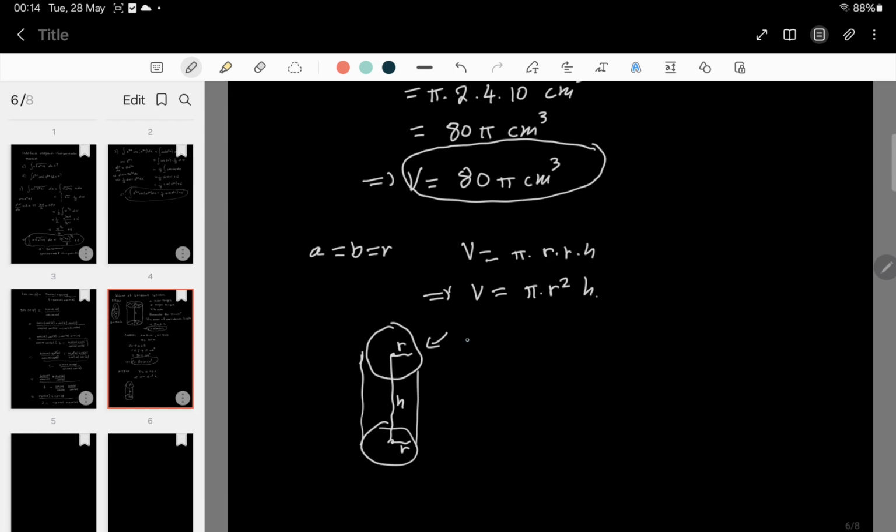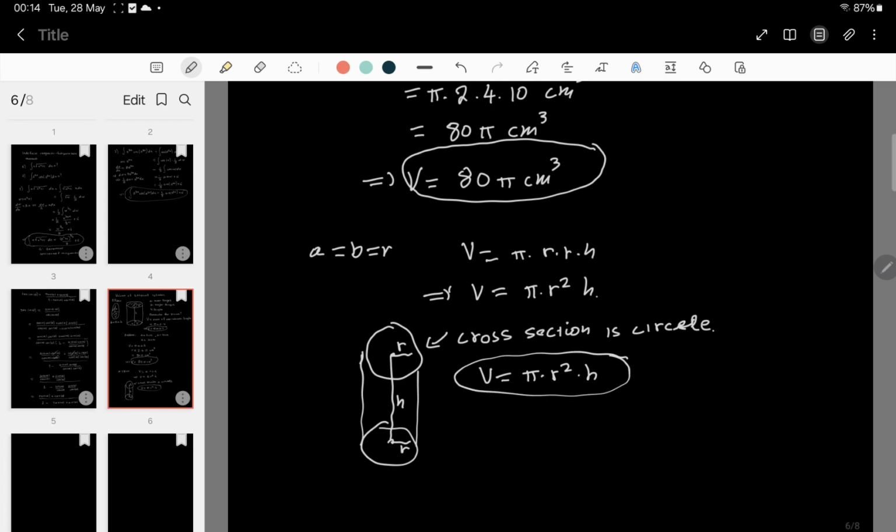Here the cross section is a circle. So the volume is the area of the cross section, pi times r squared is the area of the circle, times h.